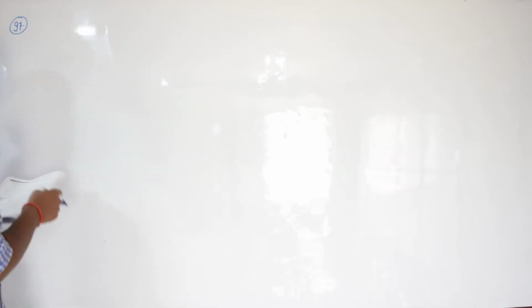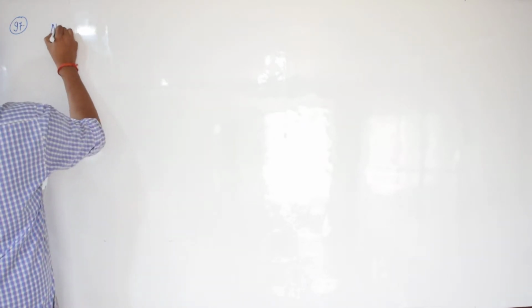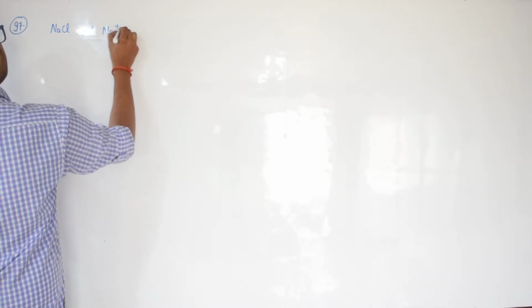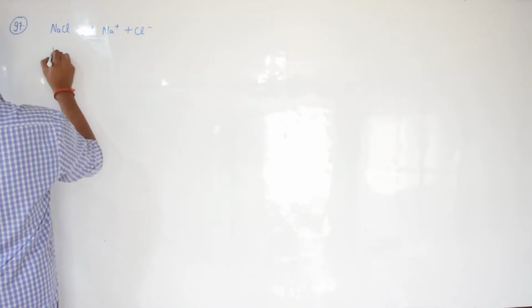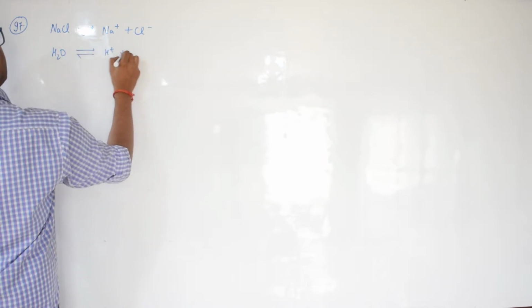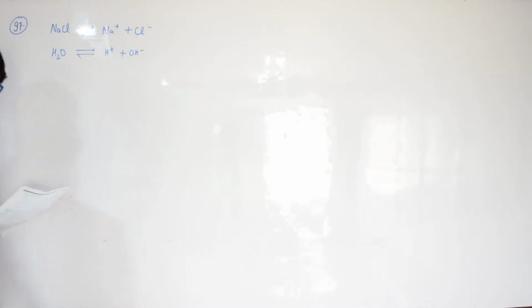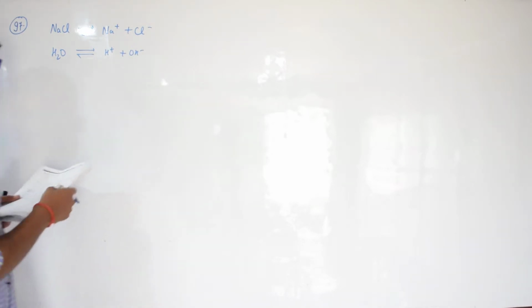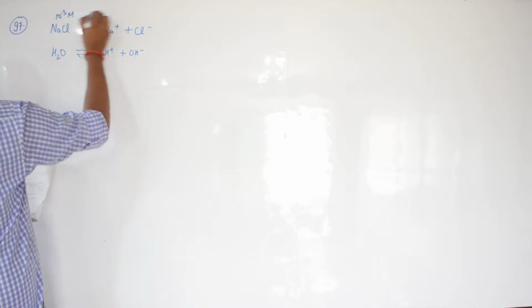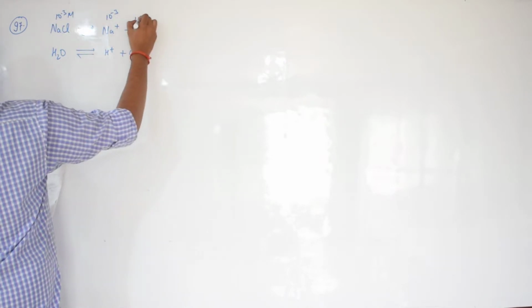pH of NaCl solution. We have a NaCl solution, it would be dissociated as Na plus ion and Cl minus ion, and also it would be a saturated solution, where water is dissociated as H plus ion and OH minus ion. So, the pH of 10 raised to the power minus 3 molar HCl, we have 10 raised to the power minus 3 molar HCl.